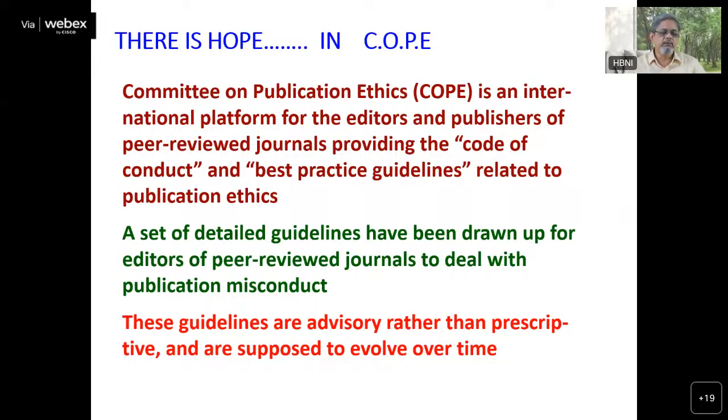And it's a very, very exhaustive set of guidelines which these people have put together. And they have a lot of work to do because they keep getting approached by editors all the time, asking for advice on how to deal with particular misconducts which might have happened during the publication process.